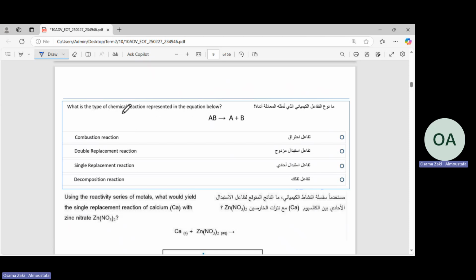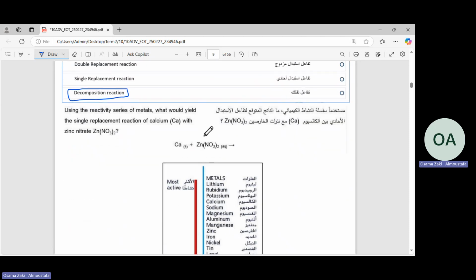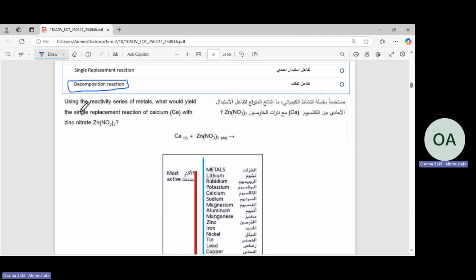What's the type of the chemical reaction represented by the equation below? This is the decomposition reaction, okay, which breaks down. So here, let's move to the next question. Using the reactivity series of the metals, what would yield the single replacement reaction of calcium and zinc nitrate?